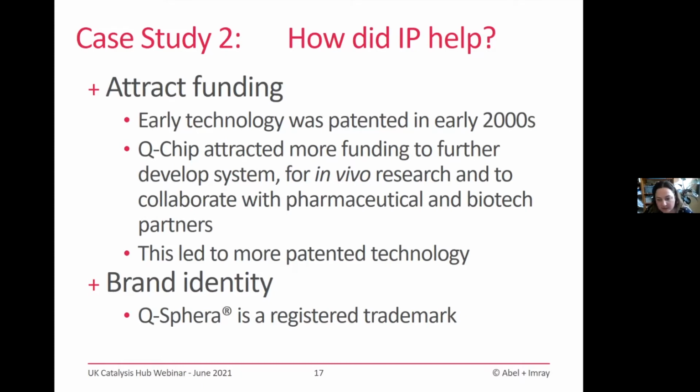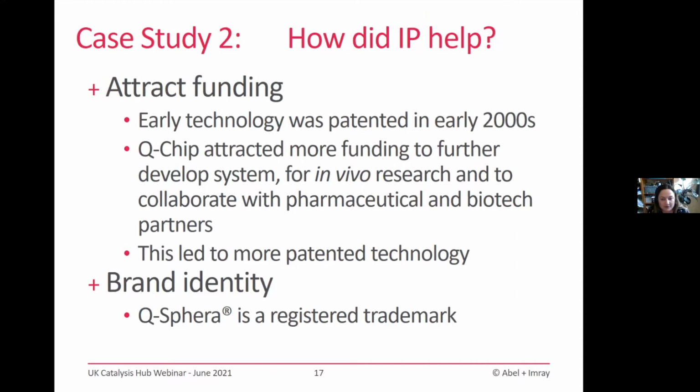So QTIP ended up attracting millions of pounds worth of investment to further develop their system. They were then able to conduct in vivo research studies and collaborate with pharmaceutical and biotech partners. So that in turn led to them patenting more technologies. So they've then got additional revenue streams and business opportunities.